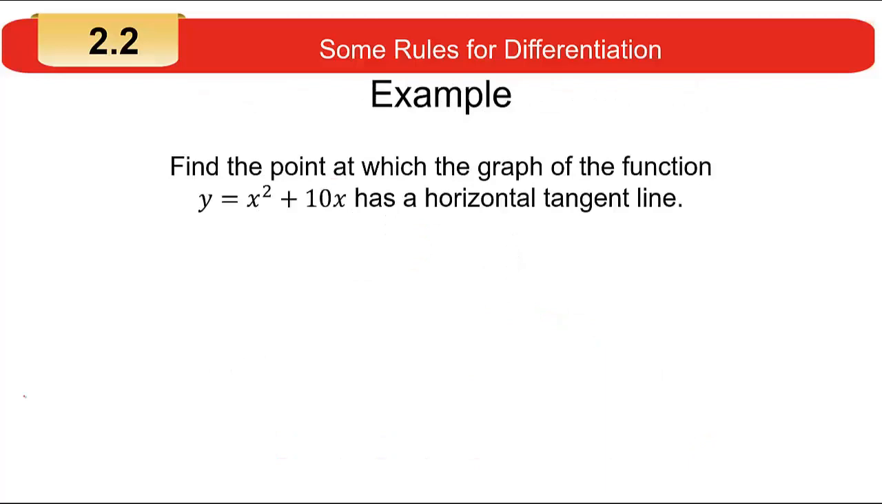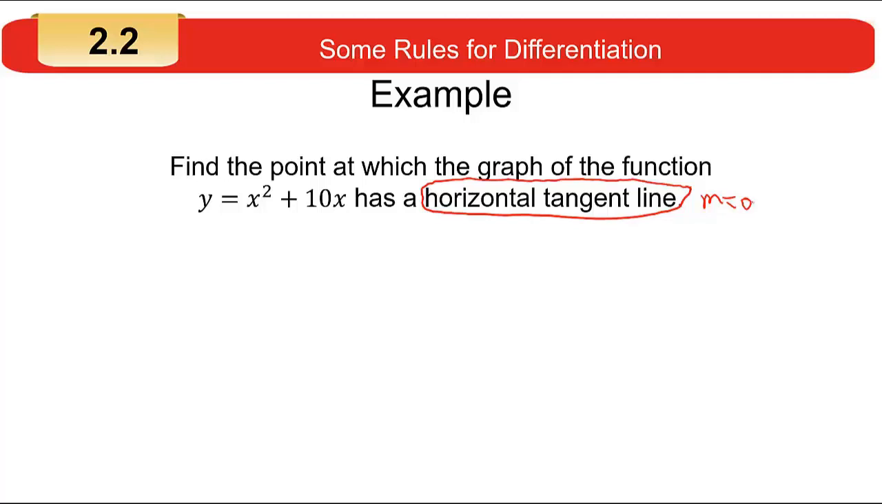Let's look at this one. Find the point at which the graph of the function y equals x squared plus 10x has a horizontal tangent line. I think the most urgent thing to pull out of this problem is what it means to have a horizontal tangent line. A horizontal tangent line is a horizontal line, and a horizontal line has a slope of 0. So probably the most important thing to pull out of that problem, at least initially, is the fact that they're asking you to find where the slope of the tangent line is 0.